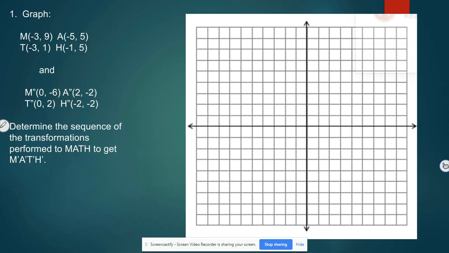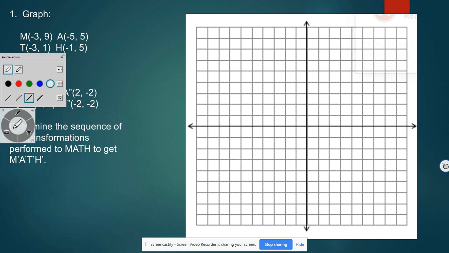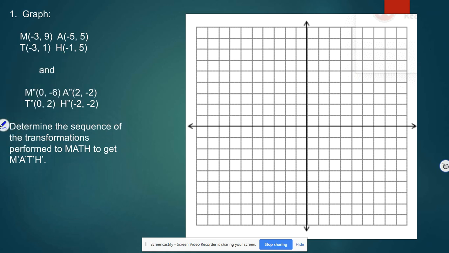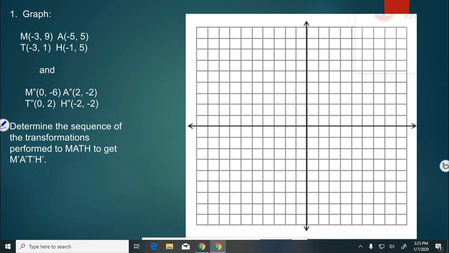So we're going to graph these 2 shapes, and then we want to figure out what sequence happened to the original figure to get the second figure, or the 2' figure. And because there's 2 primes, there's a huge hint that 2 transformations occurred. So we start by graphing M. (-3, 9) is left 3 and up 9, which is all the way up at the top.